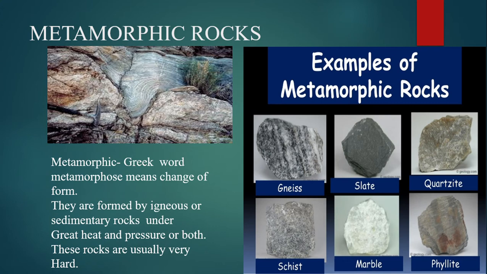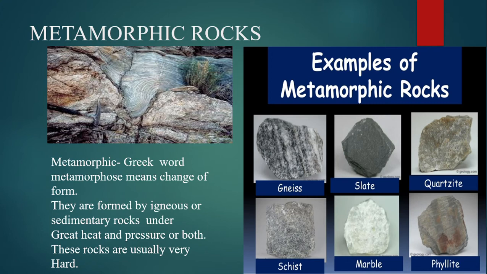In the same way, granite. Students, what type of rock is granite? Igneous, sedimentary or metamorphic? Yes, it is igneous rock. It changes into gneiss. Gneiss is a metamorphic rock due to the two conditions, heat and pressure.